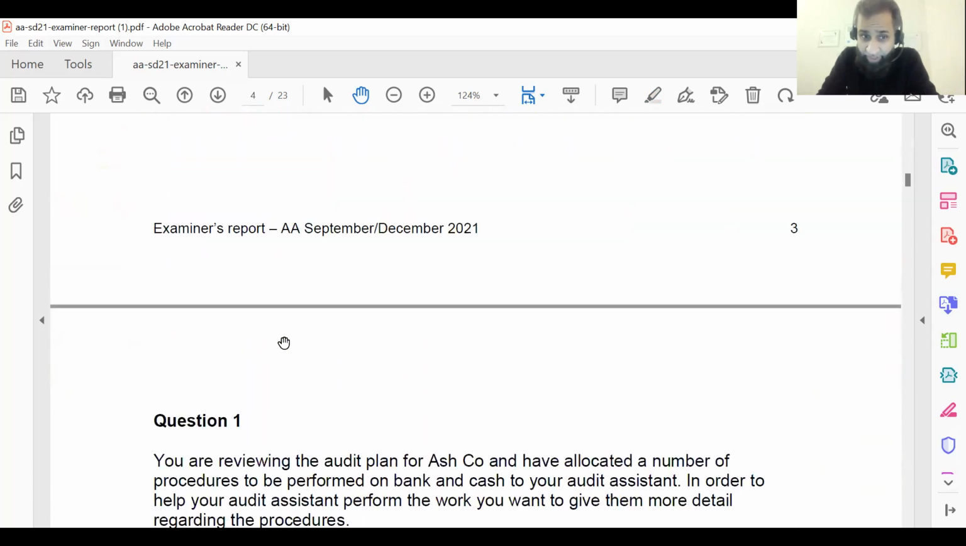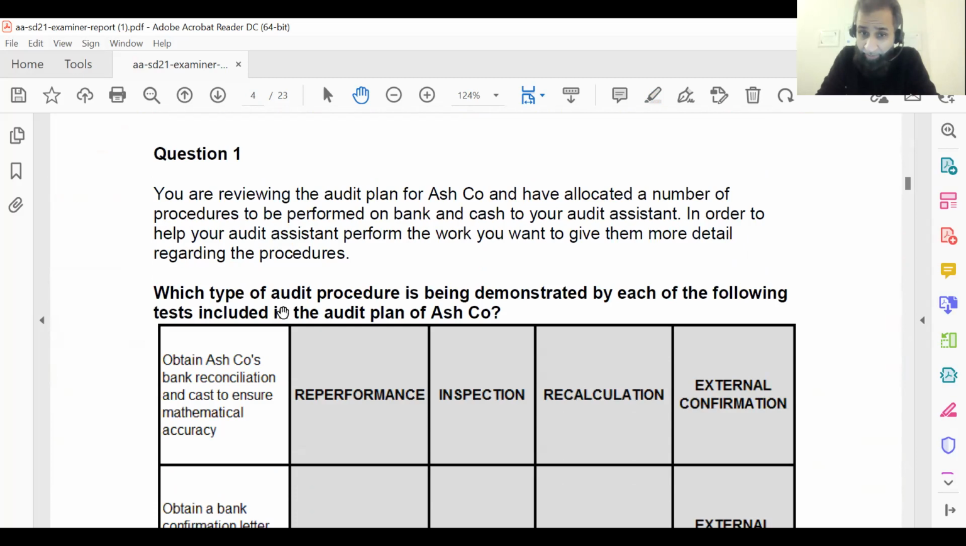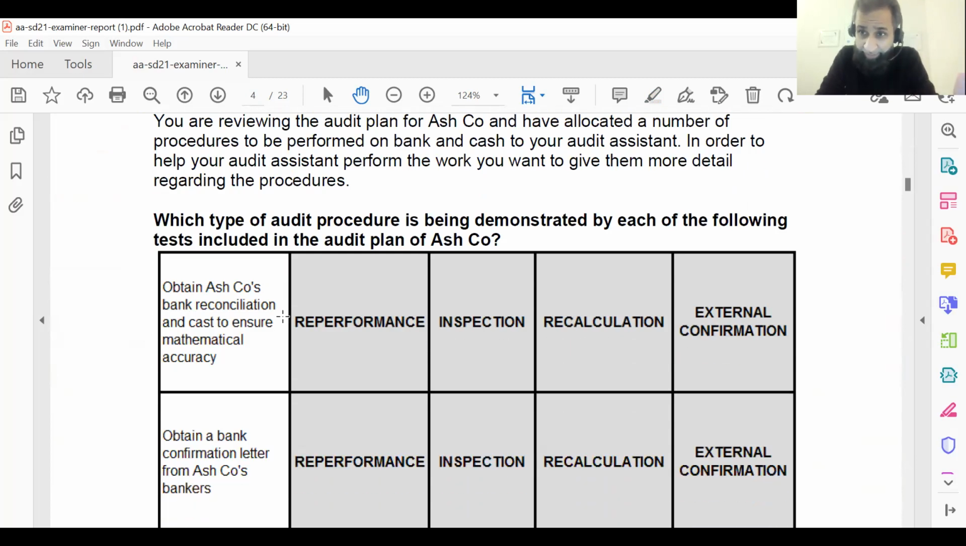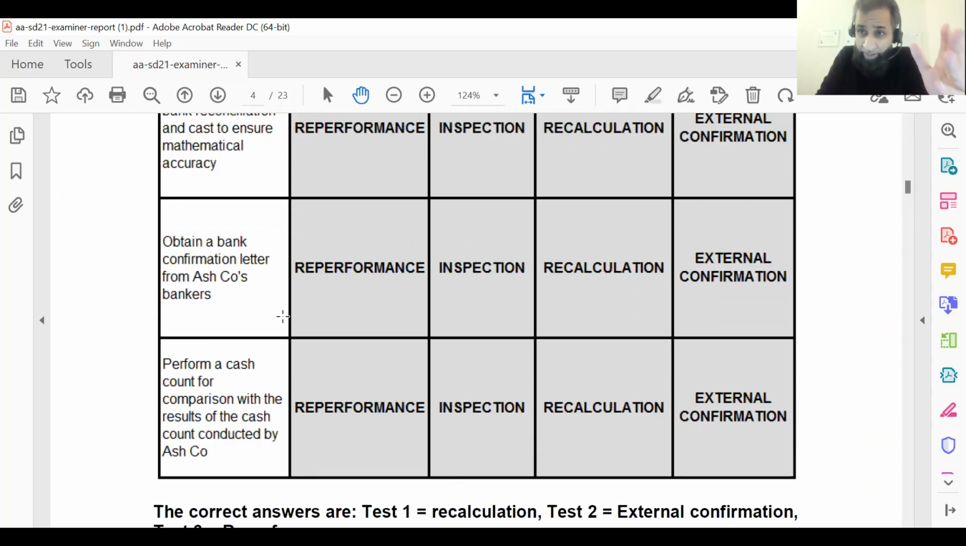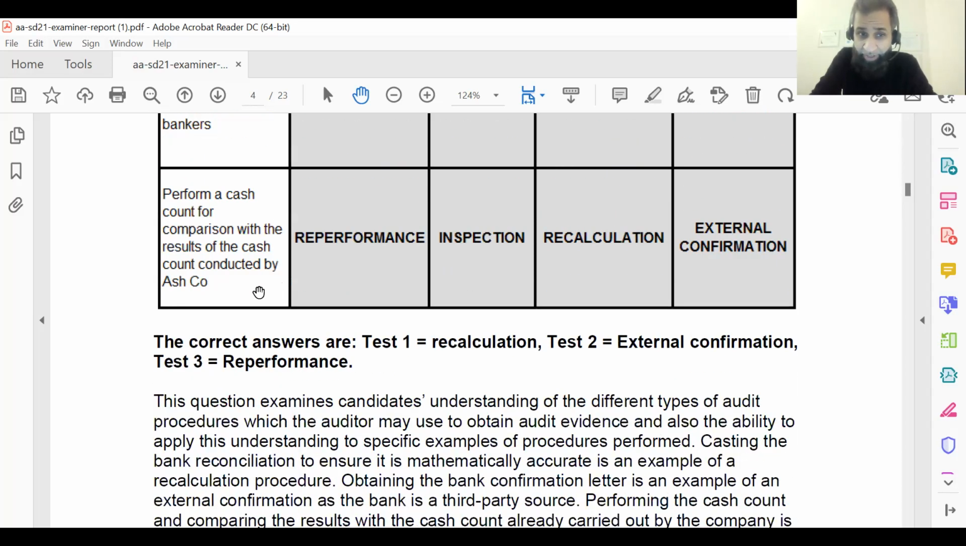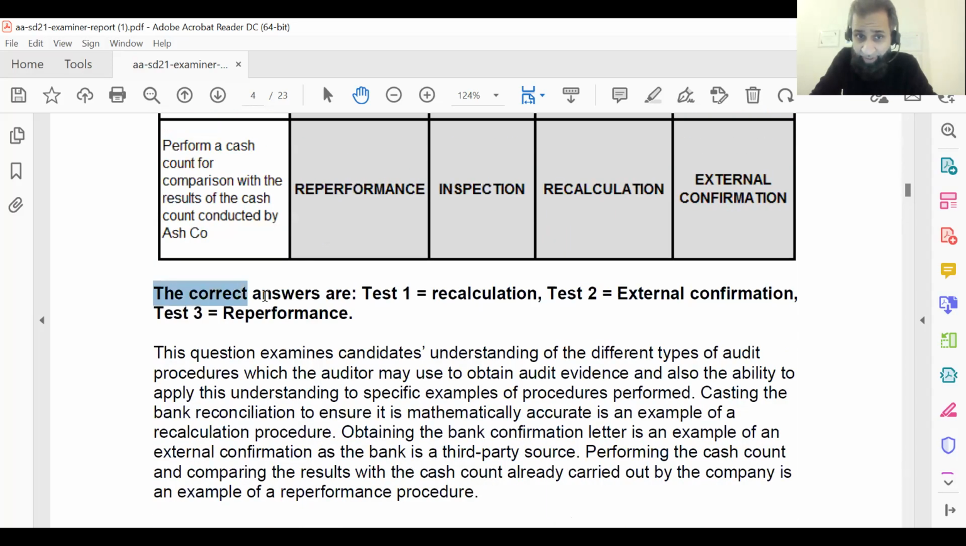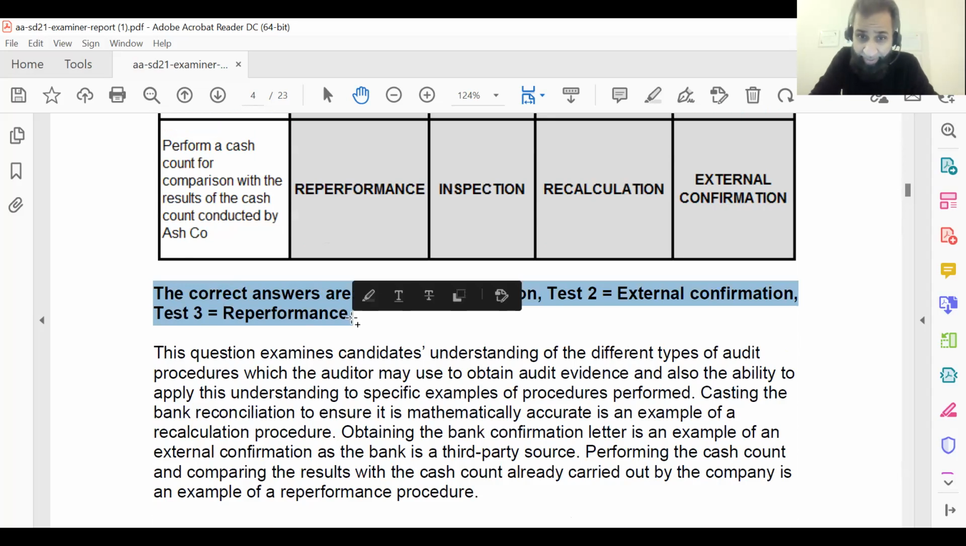And then the examiner is telling us this was question number 1, and this is what the question was asking you. So you can use it as a practice resource. You can read the case from the examiner report, and then you can look at the questions given in the examiner report and then think about the right answer. So see, the examiner is also telling us what the correct answer was and the reason for that. So you can also know what was the right answer.